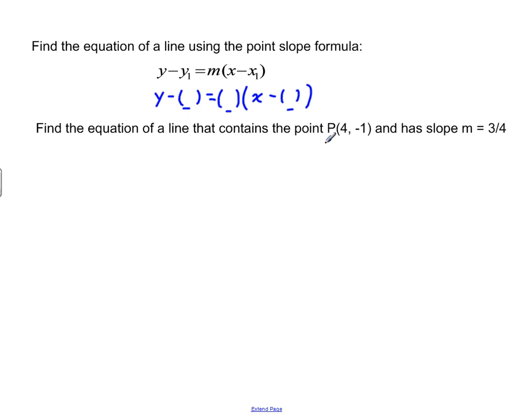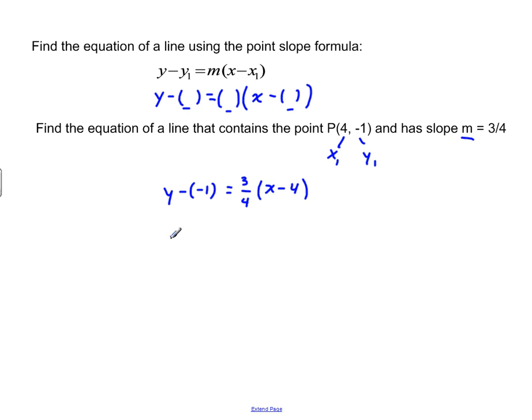So, okay, we have this line. Find the equation of a line that contains the point (4, -1), and has the slope 3/4. Well, easy enough using this formula. This is saying that our point x1 is 4, our point y1 is -1, and our slope m is 3/4. So if we fill in the blanks right here, we have y minus y1, which is -1 in this case, so we'll take account of that in just a moment. Our slope is 3/4, and x, the variable x, would be minus our x1 point, 4.